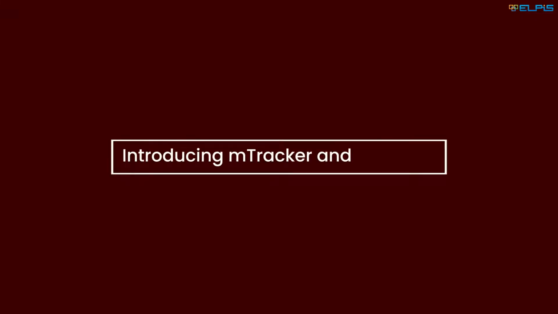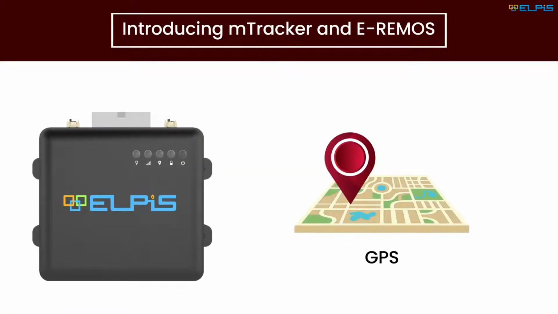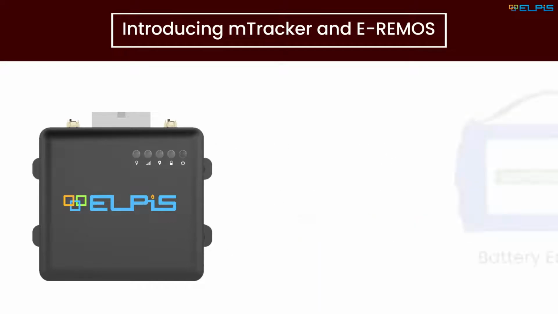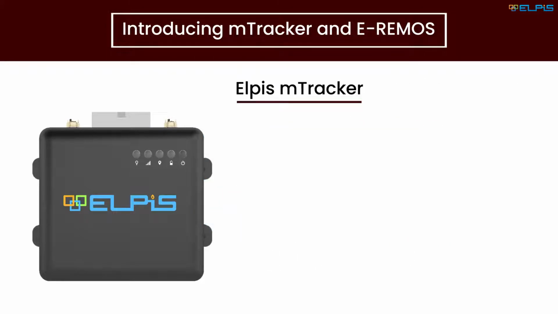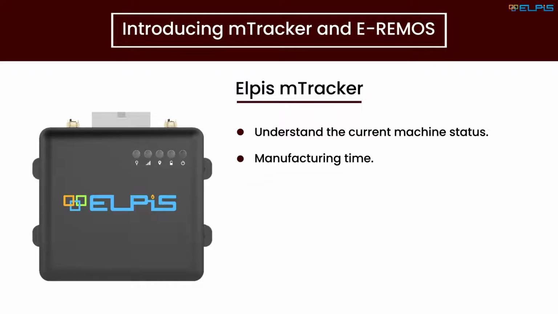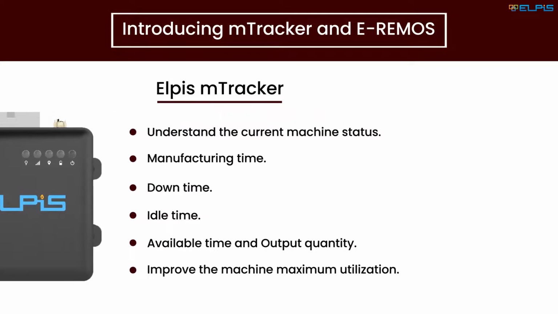Introducing mTracker and DRAMOS. Elpis mTracker devices come with built-in GPS, digital I/Os, and battery, enabling them to track the real-time information of the machine's status and to monitor its performance. Elpis device helps the production to understand the current status of their assets in real time by identifying percentage of manufacturing time, downtime, idle time, available time and output quantity the machine produced. The goal is to improve the machine's maximum utilization.